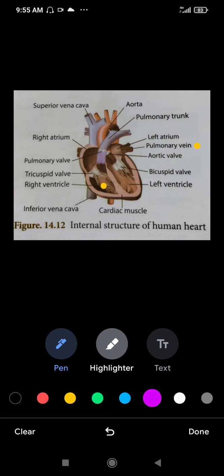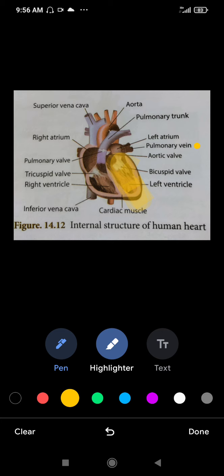The left ventricle is longer and narrower than the right ventricle. Its walls are about three times thicker than the right ventricle.